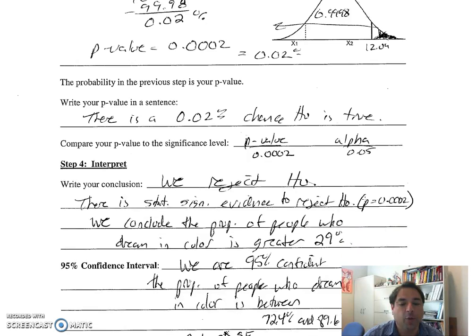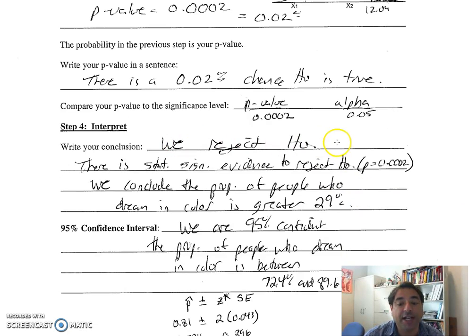You can use the chart. When your p-value is smaller than alpha, we reject H0. Why? There is statistically significant evidence to reject H0 because of that really small p-value, and we conclude the proportion of people who dream in color is greater than 29%. So in this example, we were hoping it was greater than 29, and we do have enough evidence to say it's greater than 29. We can reject the claim, the H0.